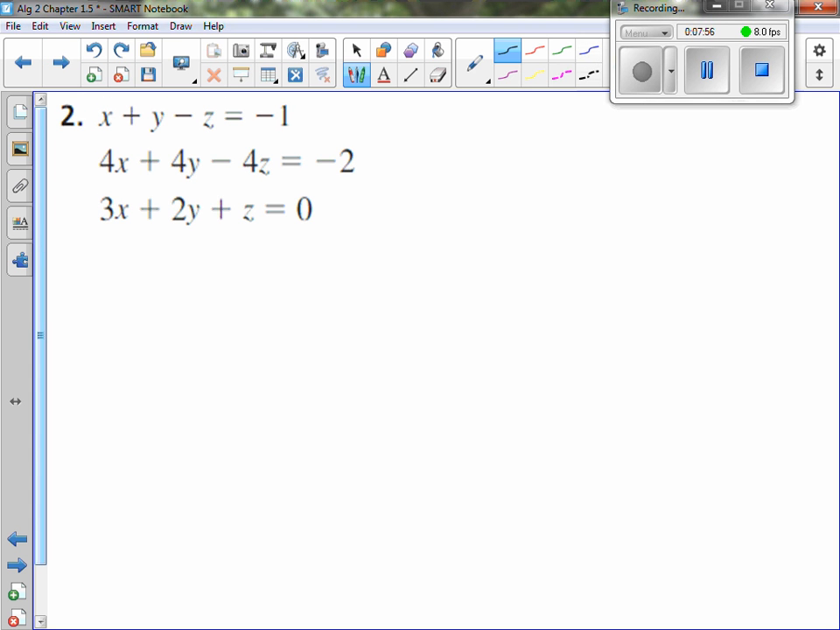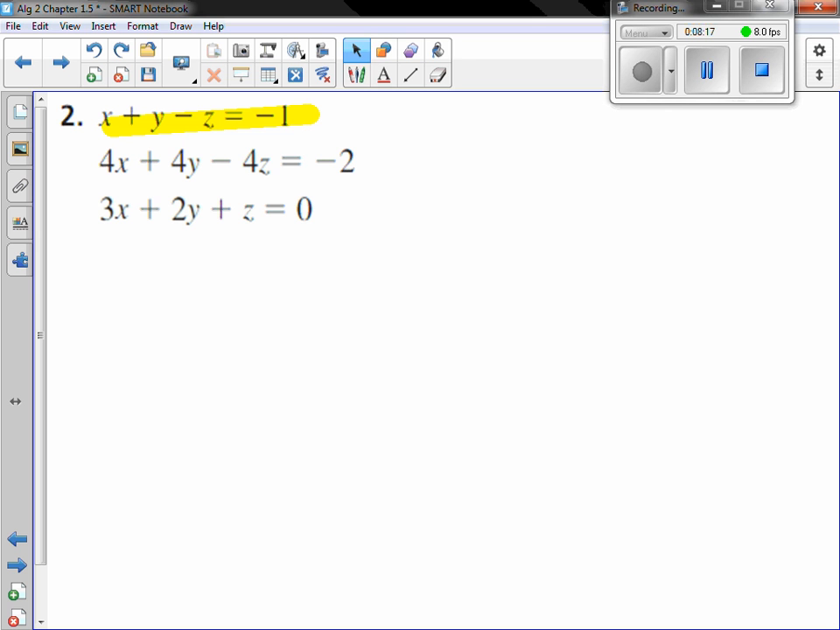So let's look at this one here. Looking at this one here, it doesn't really matter which one we eliminate first, x, y, or z. I'm going to use the top equation. It's kind of our eliminator equation. I'm going to use it to eliminate a variable out. What do we want to eliminate first, x, y, or z? Why don't we do z?